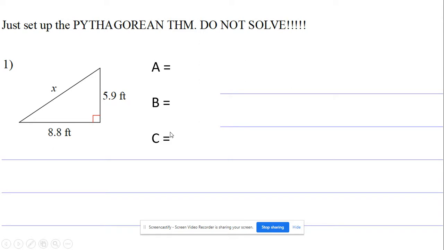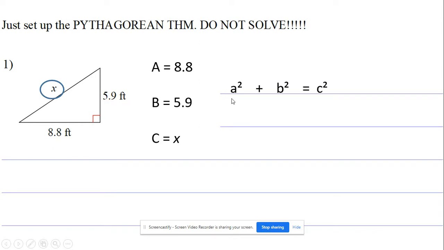And in this example, the larger side in this right triangle is always opposite the right angle, so it will be the x. X will be our C. And then our other two sides, A and B, the legs of the triangle, it doesn't matter which order we put them in. So I'm going to put in 8.8 for A and 5.9 for B.